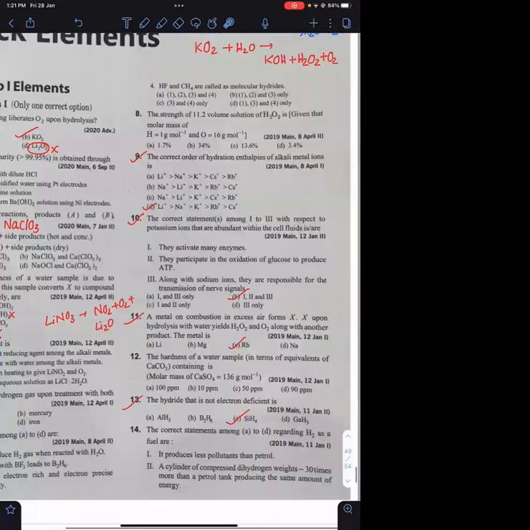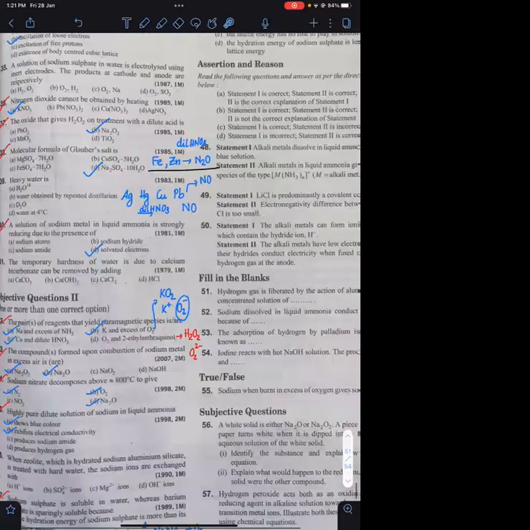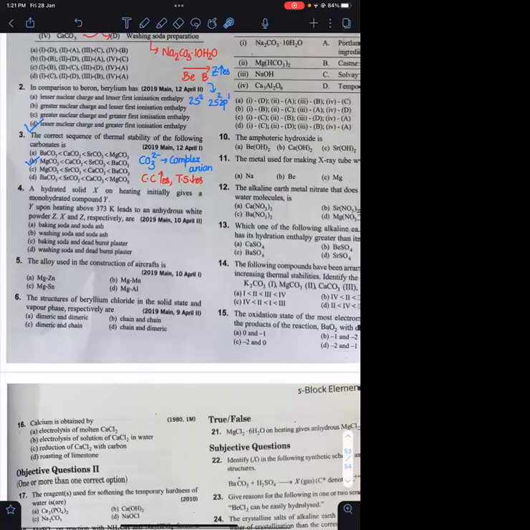So these temperature conditions are also important. Remember the temperature conditions. At 373 Kelvin it loses that 1 H2O also, and it is converting into soda ash. Any doubt? Okay.